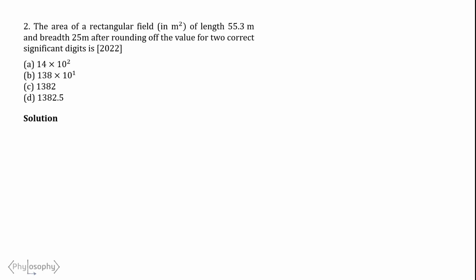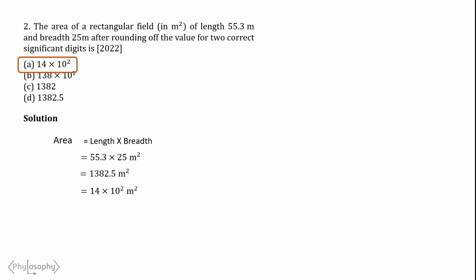Now to solve this problem, we are going to use the formula for area of a rectangular field, and area is given by length times breadth. So here length is 55.3 and breadth is 25 meter. Therefore, area is 1382.5 meter square. Now we have to round off this value to 2 significant figures, and the answer will be 14 times 10 to the power 2 meter square. Therefore, the correct answer is option A.